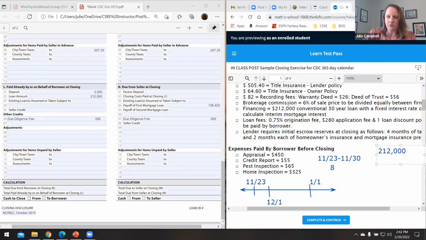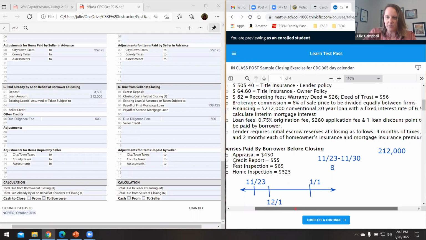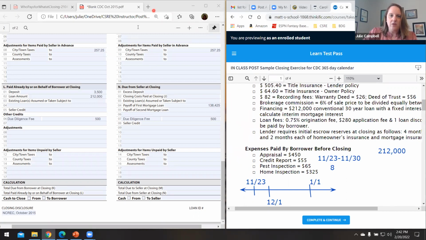Didn't we just say the interest rate was 6.5%? Does that sound right? Yeah, 6.5%. So you take the balance times the interest rate.